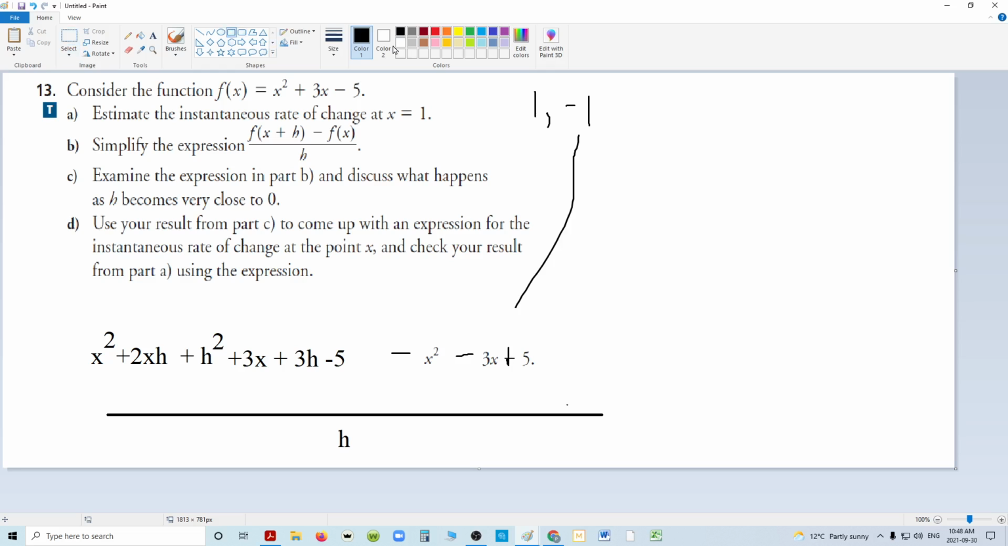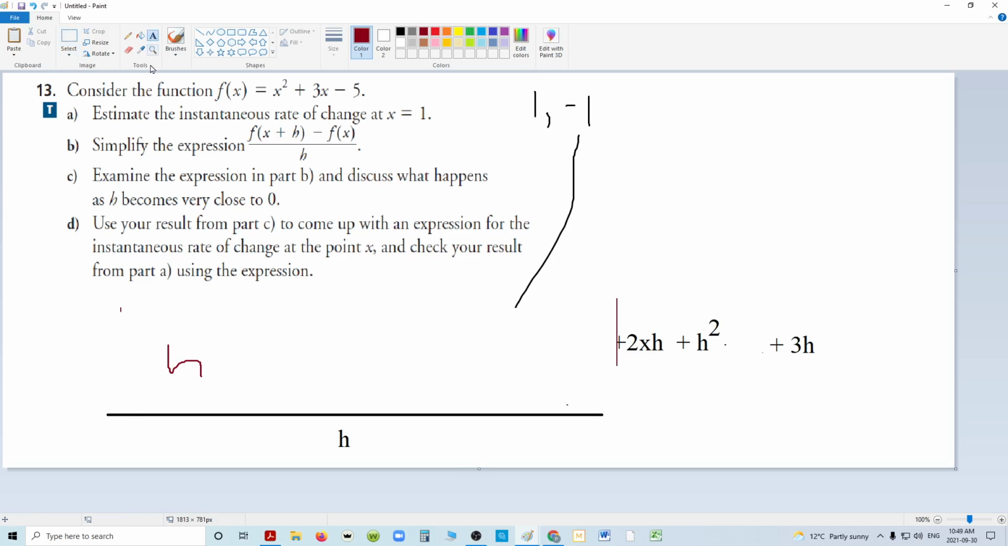Well, I have the same term minus the same term here. Let's get rid of them. I'm left with plus 2xh, by the way. I have minus plus 3x here and minus 3x here, so let's get rid of them. I have minus 5, and as mentioned, plus 5 here, and I'm left with this. Now, what do they all have in common? They all have an h I can factor out, right?